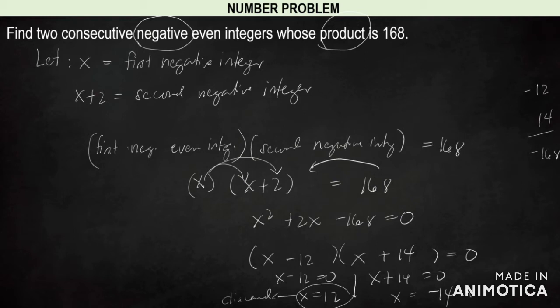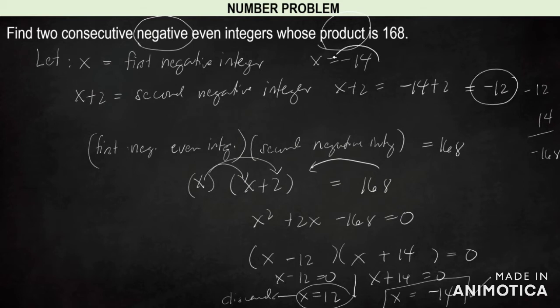So, that means we will use x equals negative 14, not 4. And we have x plus 2 is equal to negative 14 plus 2, which is equal to negative 12. Okay? So, negative 14 times negative 12 is equal to positive 168. So, therefore, the two consecutive negative even integers whose product is 168 are negative 14 and negative 12.